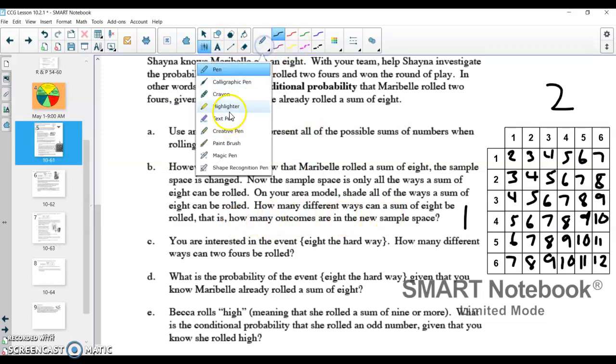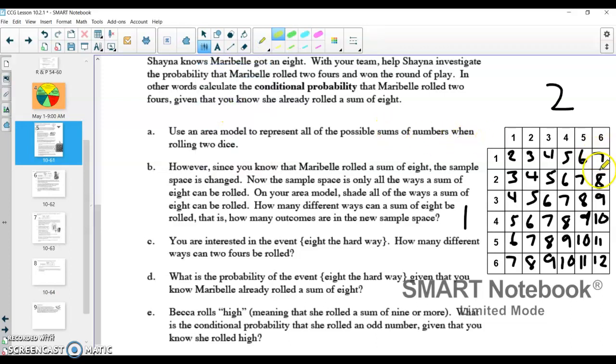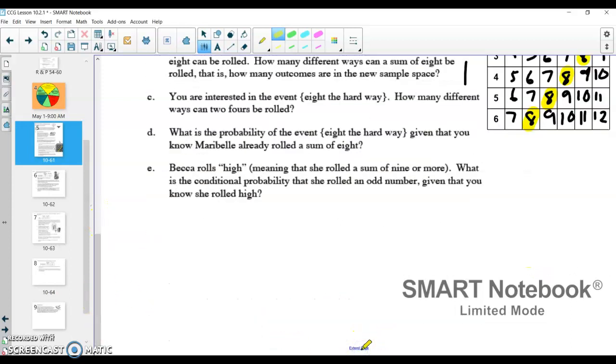So I'm actually going to use my highlighter here, all the different types of 8s. You could get an 8 here, an 8 here. This whole diagonal here could be an 8. And so I've got to extend my page a little bit so I can keep working on this.